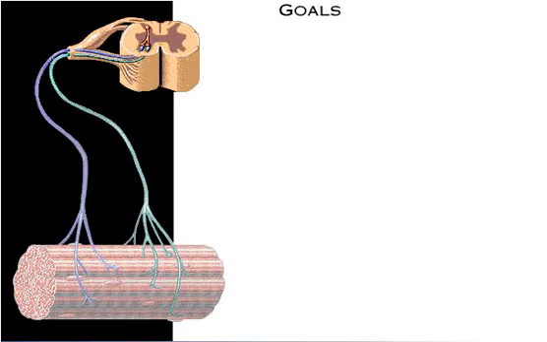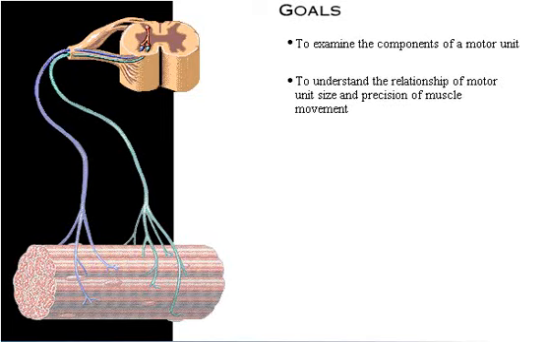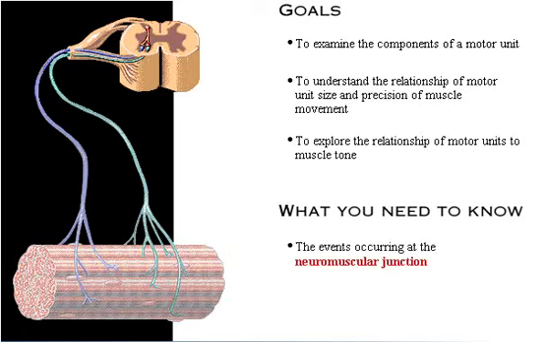Your goals for learning are to examine the components of a motor unit, to understand the relationship of motor unit size and precision of muscle movement, to explore the relationship of motor units to muscle tone. Here's what you need to know: the events occurring at the neuromuscular junction, the definition of a motor neuron.